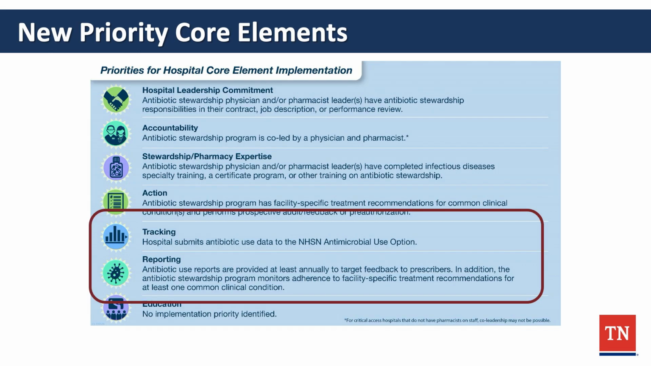But I do want to highlight that just last U.S. Antibiotic Awareness Week, CDC came out with what they call priority core elements, which really highlight that to get the priority core element for tracking, you need to submit antibiotic use data into the National Healthcare Safety Network's antimicrobial use option. This is the CDC equivalent of the state health department honor rolls or gold stars: you get these priority core elements as opposed to just the check mark for achieving each of the individual core elements.